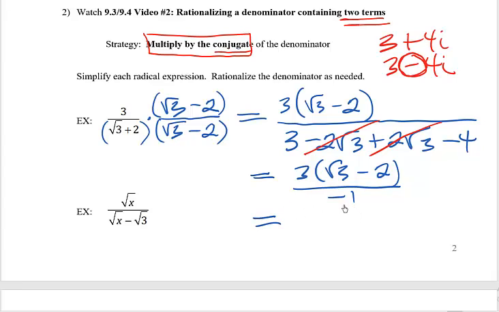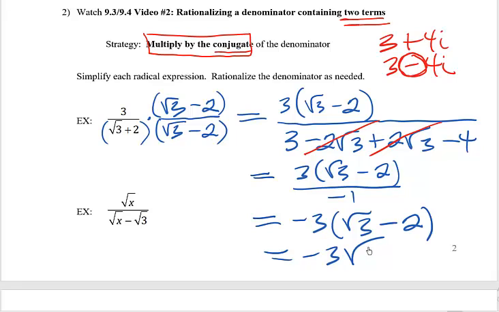3 divided by negative 1 actually does have a nice answer. It's just negative 3. I don't even have a fraction anymore. And since I don't have a fraction, there's certainly no reason to leave this factored out, so I will now go ahead and distribute. I end up with negative 3 root 3 for the first term, and then plus 6. And that would be the final simplified answer.